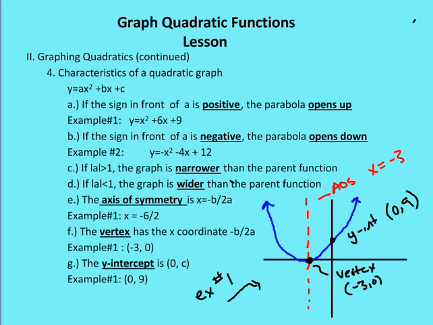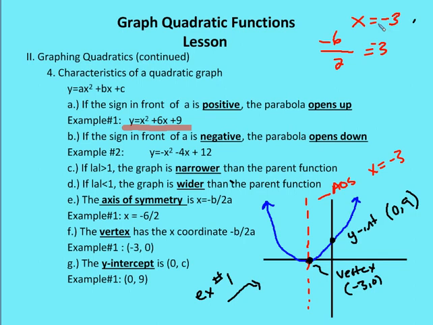I can take the first example and figure out what the axis of symmetry is. So here's my first example, y is equal to x squared plus 6x. I have minus b, which is minus 6, over 2a, or just 2 times 1. So my axis of symmetry is going to be x is equal to negative 3.